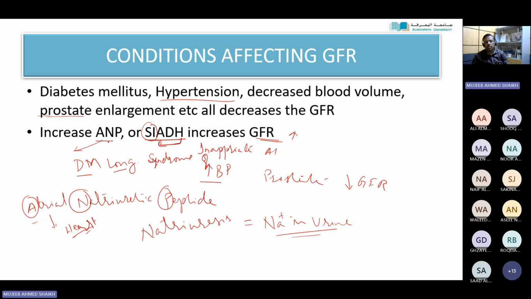If sodium is lost, the blood pressure will decrease and the GFR will decrease. Anti-natriuresis is causing holding of sodium. Anti means opposite of natriuresis, loss of sodium in the urine. So sodium will be more in the body. This will lead to more water absorption. This will lead to a slight increase in the blood pressure, and that's why it will lead to increase in the GFR.